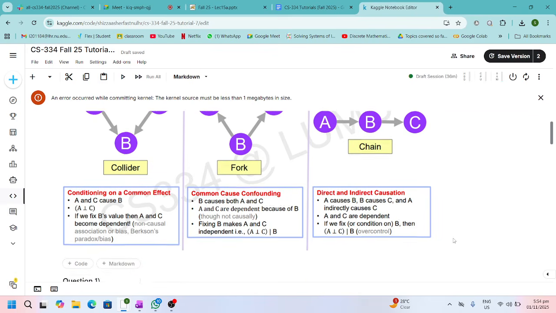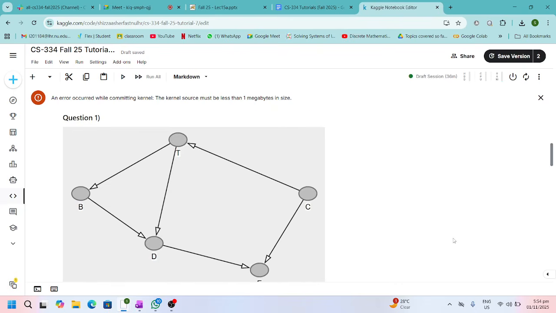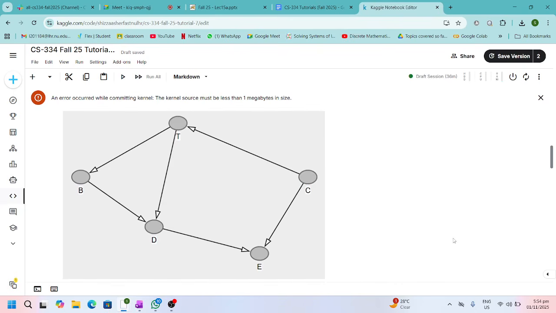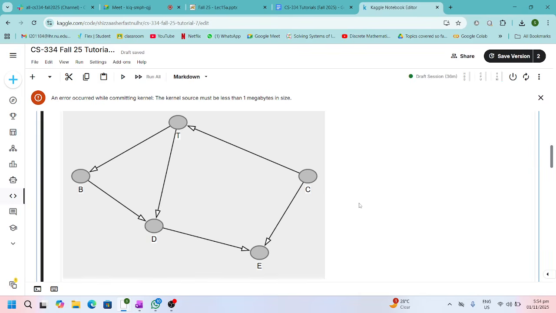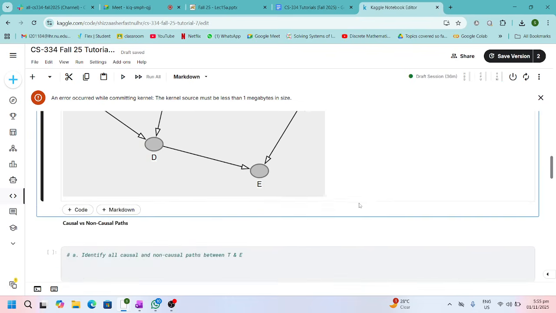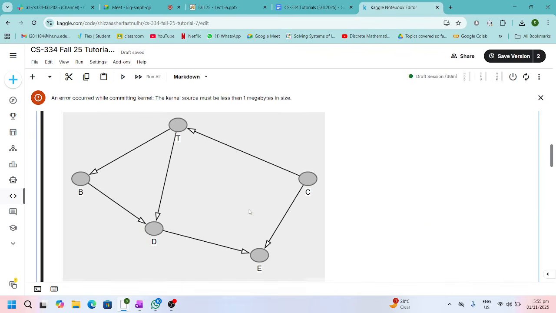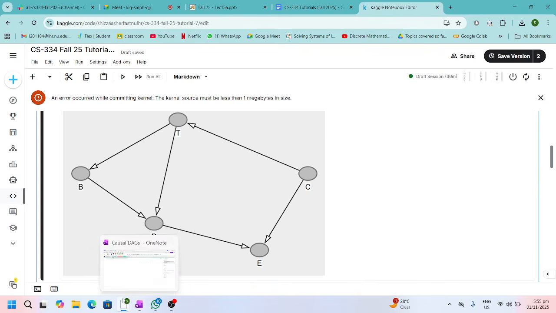We've been over some basic structures. We're going to look at two practice questions on causal DAGs. Make sure you practice these. So this is one graph that you're given. Even though you're given T and E, right now we haven't decided whether there is any treatment or effect in it. So let's try and identify all causal paths in this graph.